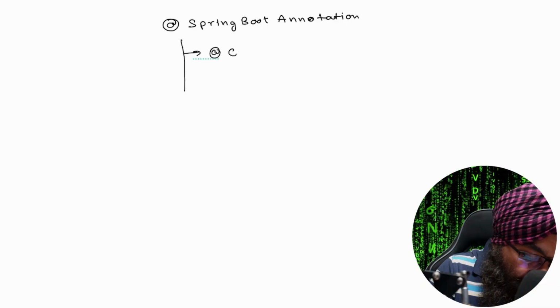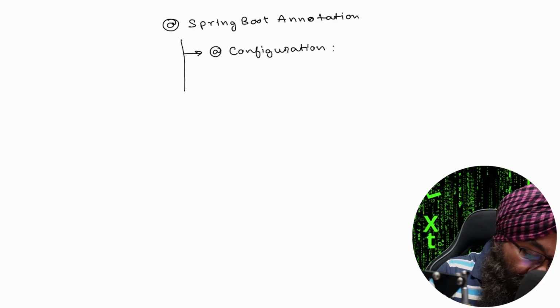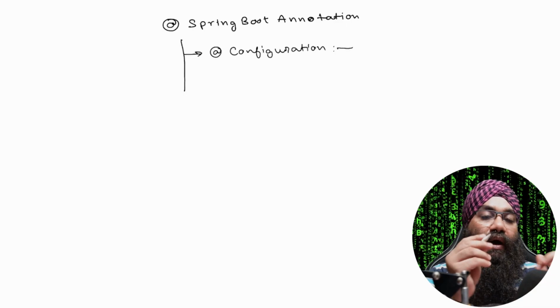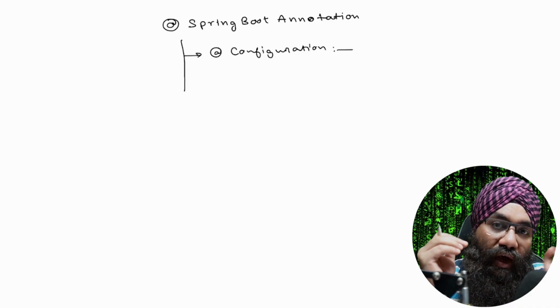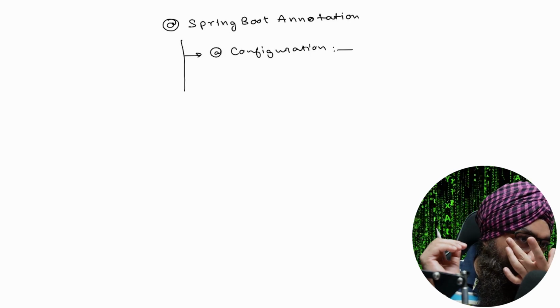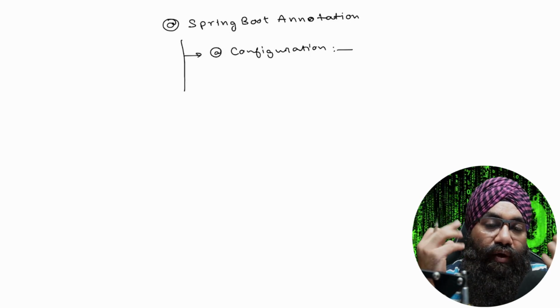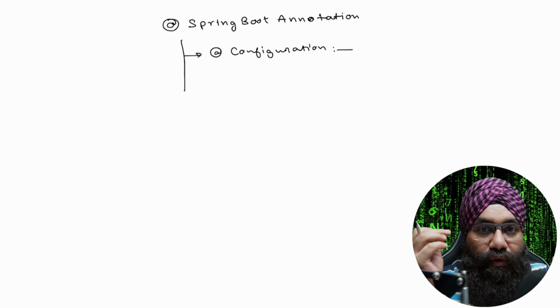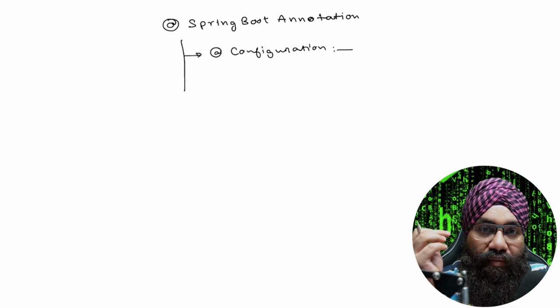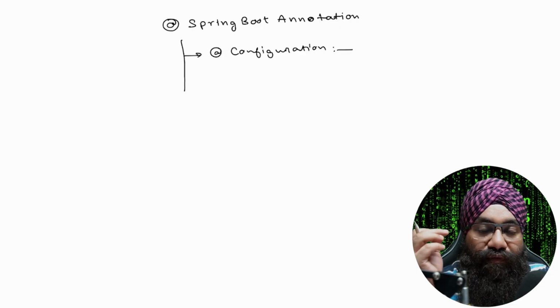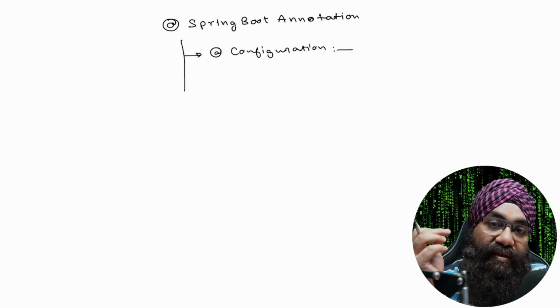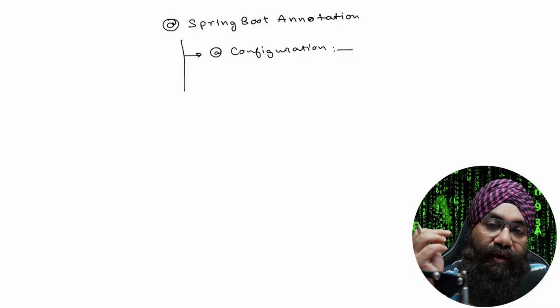First one is @Configuration. So when you mark any class with @Configuration, it defines that class as a configuration class. Okay, in the configuration class you can create some beans, so Spring will load those beans. Why? Because you have marked that class as a configuration class. There is no bean for that class, but beans defined in that class will get created as beans.